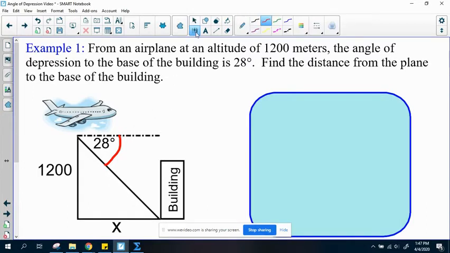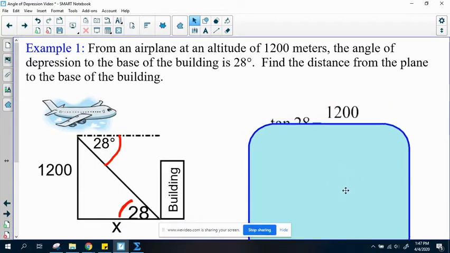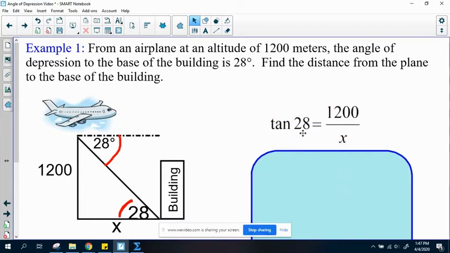So if you recall from geometry, alternate interior angles, I have this angle, parallel lines, cut by a transversal. So if this angle is 28 degrees, that means this angle here is also 28 degrees. Okay. Now that I have my angles, I can now decide what trig function I'm going to use. Okay. So if I have this angle, this is what I'm looking at, then I have the opposite, and I have the adjacent. So opposite and adjacent make tangent. So then I'm going to set up my equation. I know that the tangent of 28 is equal to the opposite 1,200 over x.